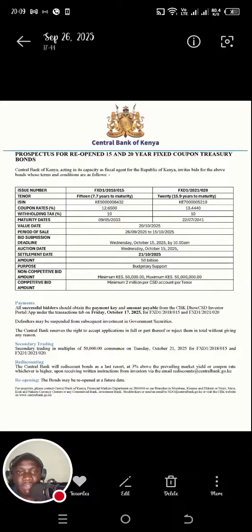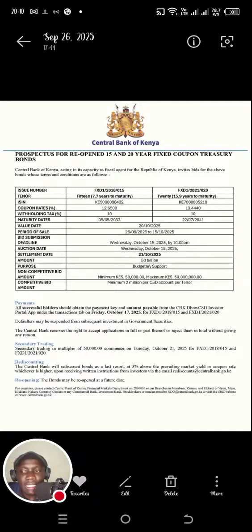Now, let's move to the second bond, and that is the FXD1/2021/020. The same as the first bond, it is a taxable bond. I mentioned I would talk about the withholding tax when talking about the first bond, but you can see the withholding tax is at 10%. We'll mention that in this particular bond, FXD1/2021/020.